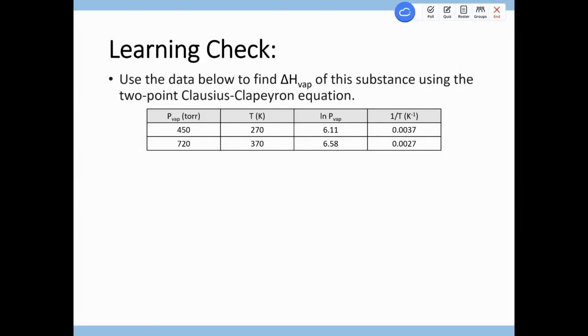So we have a table of some substance. We don't know what the substance is, but we're looking to calculate delta H of vaporization. We have the pressure at 2 different temperatures. So we'll label the first row as 1, second row as 2, and we'll go ahead and use this equation. Natural log of P2 over P1 equals delta H of vaporization over R times 1 over T1 minus 1 over T2.